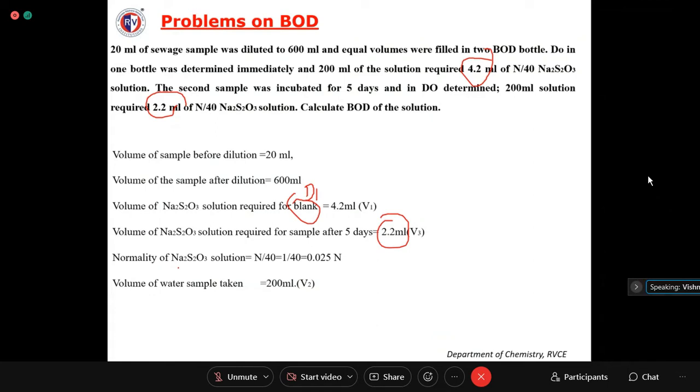What is N by 40? 1 by 40 it is, 0.025 normal. Just to confuse you, we have given this value. Directly we would have given 0.025. Just to confuse you, that's why we have given 1 by 40.